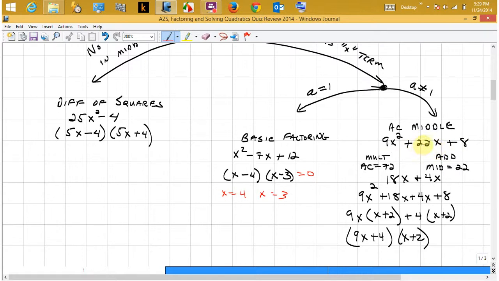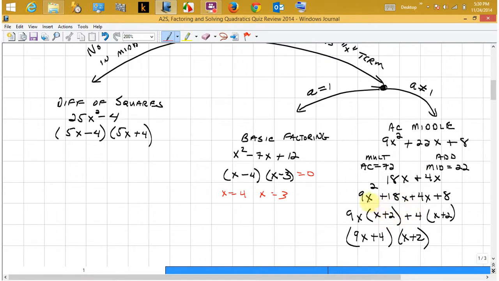And just briefly to review that, what you're going to do is take a times c, that's 72 in this case, and the middle number is 22. So you're going to find two numbers that multiply to 72 and add to 22. Well, that's an 18 and a 4. So I'm going to put x's behind them, and then I'm going to pull out the 22x and replace it with 18x plus 4x, because that's what equals 22. And so then I'm going to group them.